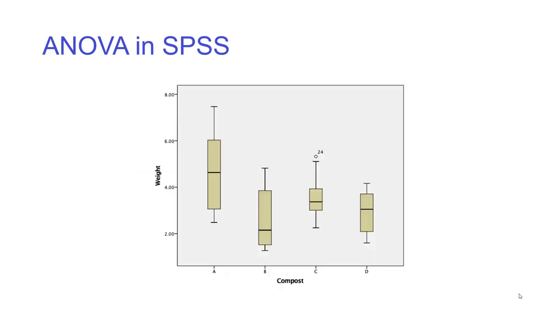However, if I'd done the box plot, I could have already seen which was going to be the differences between the composts. This is why box plots are very useful to do before you carry out ANOVA. It allows you to see what is the most likely difference and to interpret the meaning of your F statistic.